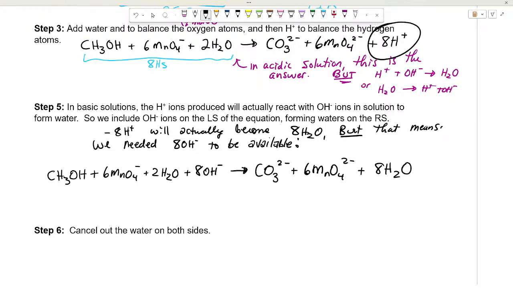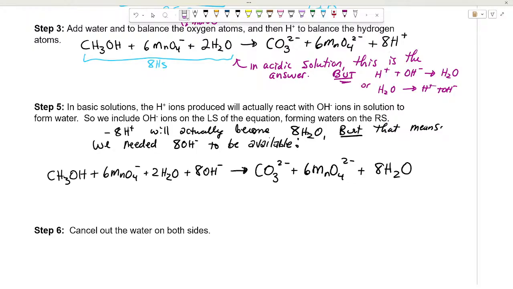This can't be a product in basic solution because it will immediately find OH minus and react to form water. So the OH minus isn't one of our products. The OH minus is one of our reactants. It's going to get used up as this reaction happens so that these 8 H pluses actually become 8 H2Os. Good. So is it just assumed that H pluses automatically become water? Yes.